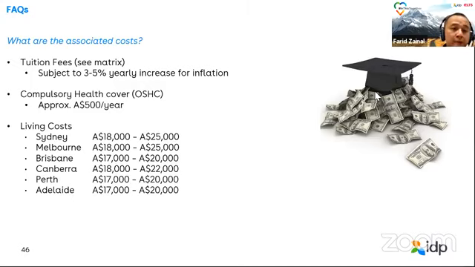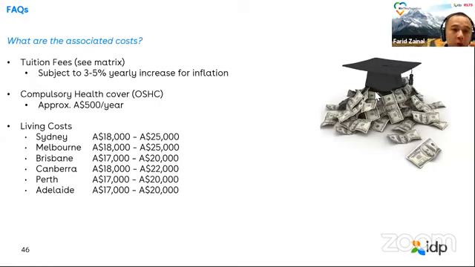And then you would have your compulsory health cover, namely your Overseas Student Health Cover. All in all, you would be looking at a cost of 500 Australian dollars a year. So with Monash, the shortest at 5 years, you'll be looking at possibly about 2,500.